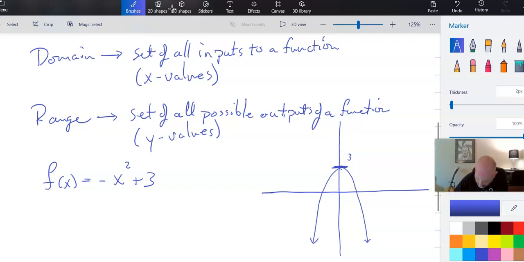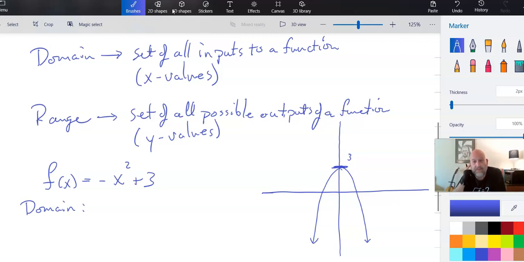Okay, so for the domain here, well, let's just think about this. If we look at this function, are there any x values that are going to cause problems? Now, basically what it means to cause problems is you have trouble getting a y value back out of it. So are there any numbers that you can't square, make negative, and then add 3 to it, right? You want to think, are those operations legal on every number?